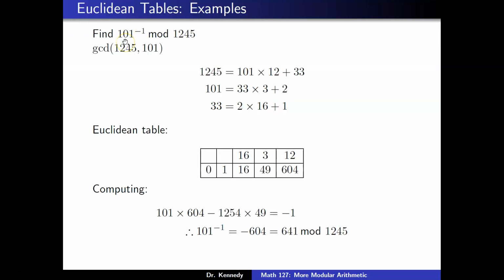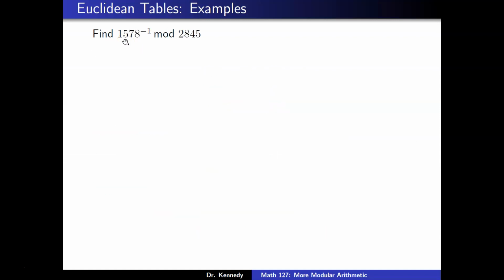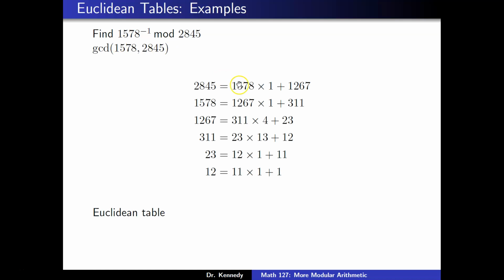All right, now let's look at a couple more examples. Again, we did the GCD work for this in class. So if we go through our Euclidean algorithm, again, repeated division by remainder. So I take 2845 divided by 1578, get a remainder of 1267. Then take 1578 divided by 1267, get a remainder of 311. Lather, rinse, and repeat. Eventually I get down to a 1, and that's where I stop.